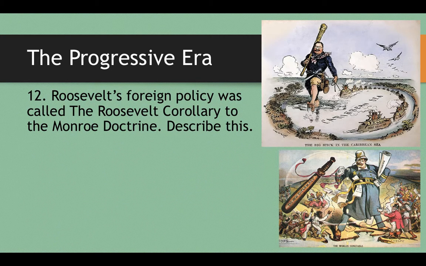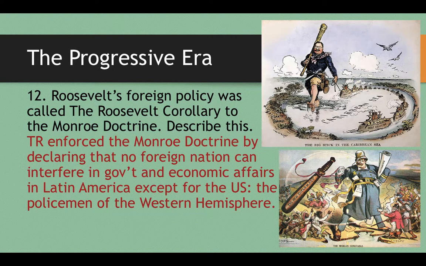Roosevelt's foreign policy was called the Roosevelt Corollary to the Monroe Doctrine. Y'all know what the Monroe Doctrine is. We've talked about it before. Remember, the Monroe Doctrine said that Europe needs to stay in their hemisphere, and we will stay in our hemisphere. Now, TR really enforced the Monroe Doctrine by declaring that no foreign nation has the right any longer to interfere in government and economic affairs in Latin America except for the U.S.